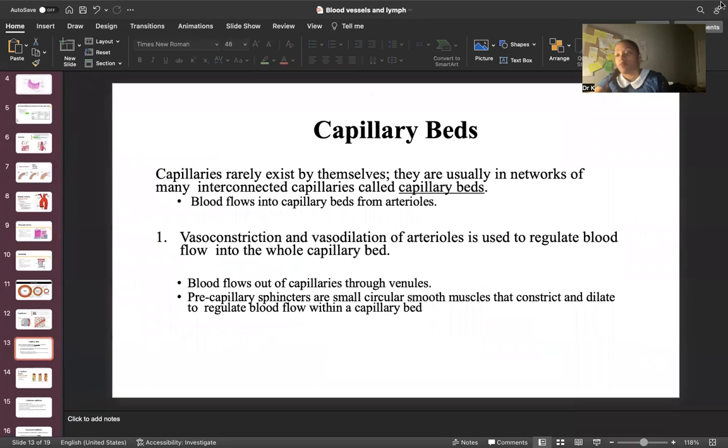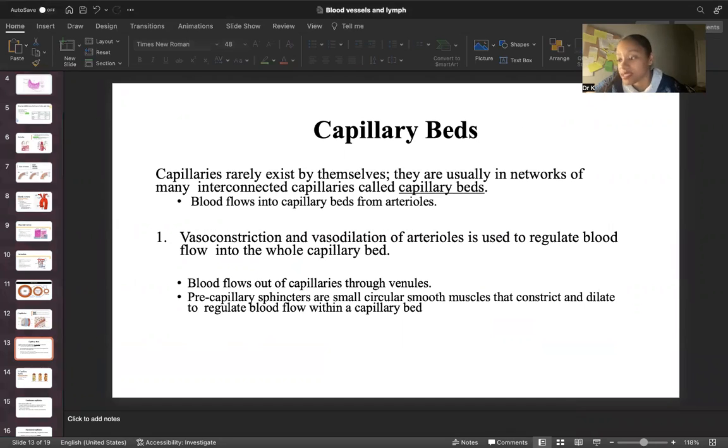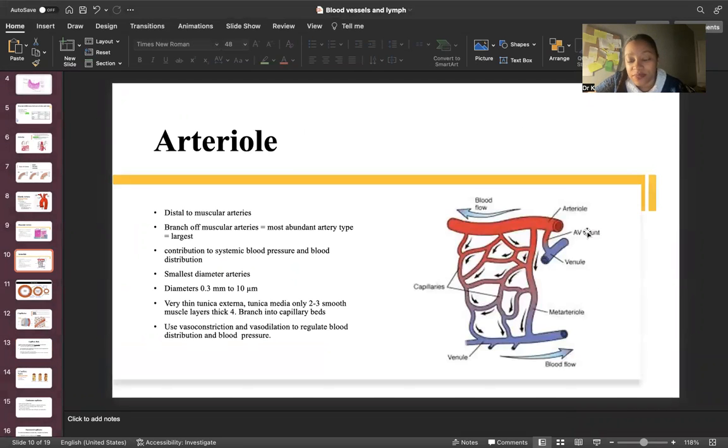Okay, so now you have what we call the capillary beds. Essentially, the capillary beds are just a network of them. So what happens is that you have these arterioles and then capillaries. The center of the capillaries becomes that capillary bed.